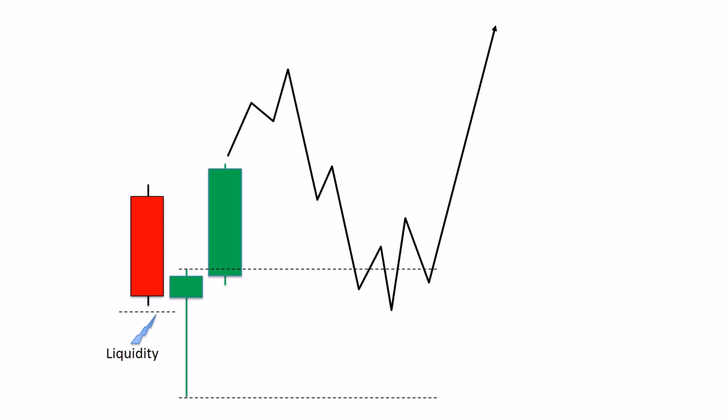Watch for reaction signs, wick rejections, bullish structure shifts, or any price action that shows buying pressure returning. Place your stop just below the low of the liquidity grab candle. This keeps your risk tight and controlled. Set your target at previous highs or at the next area of imbalance, where price moved fast and left a void. This strategy removes emotion from the equation.